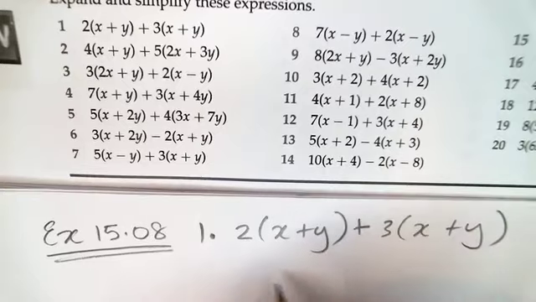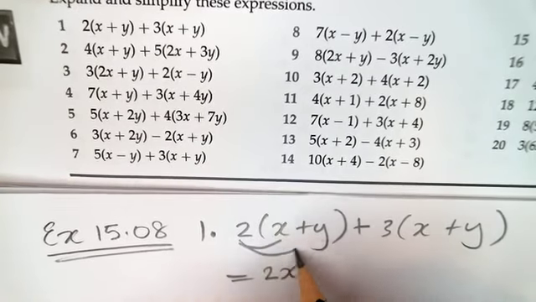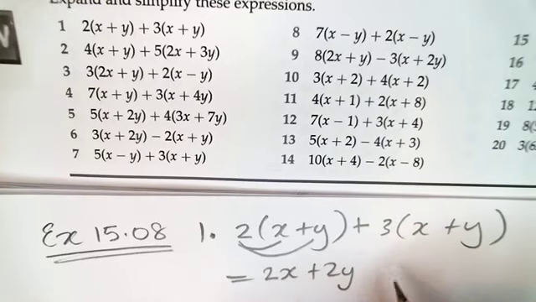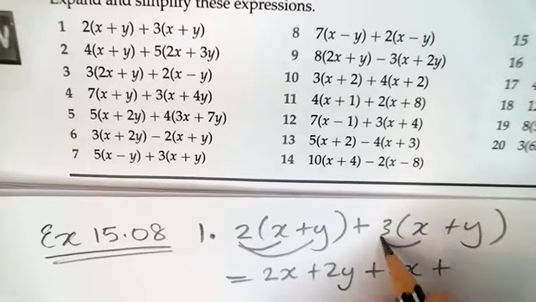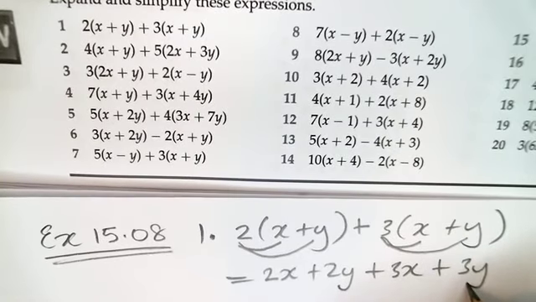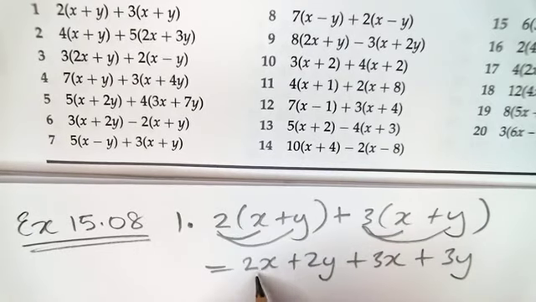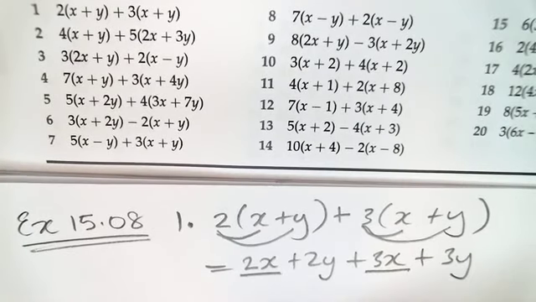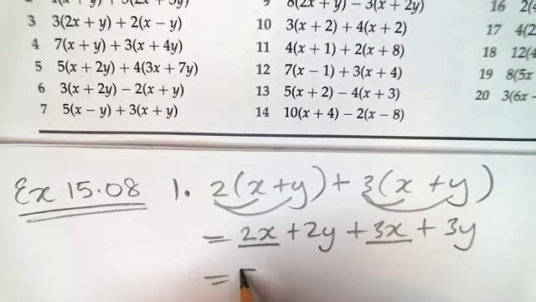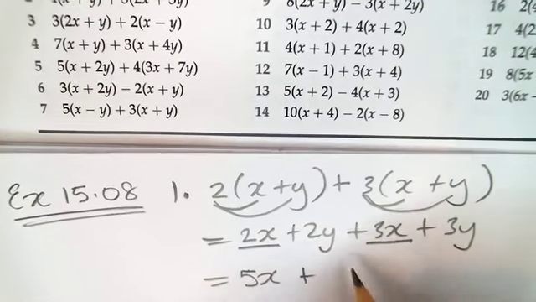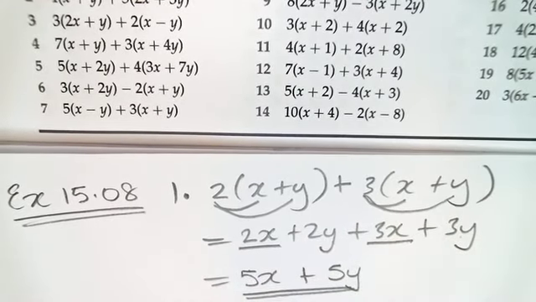So what does all that come to? Well, I got 2 times x is 2x, 2 times y is plus 2y, plus 3 times x is 3x, plus 3 times y is 3y. So it's nice and simple, yeah? I got a 2x and a 3x, so we're going to collect like terms. A 2x and a 3x is going to be a 5x, plus a 2y and a 3y is going to be a 5y. And there's our answer.